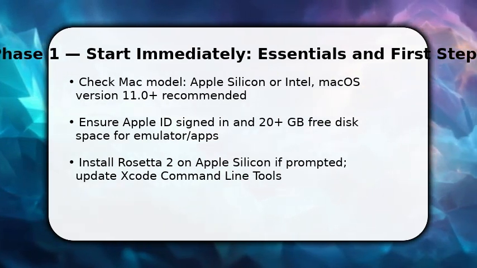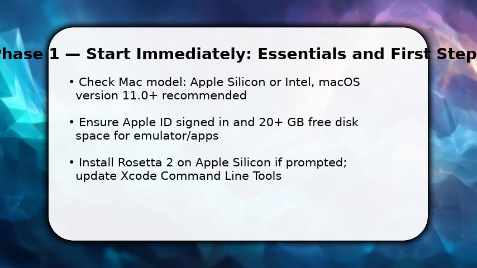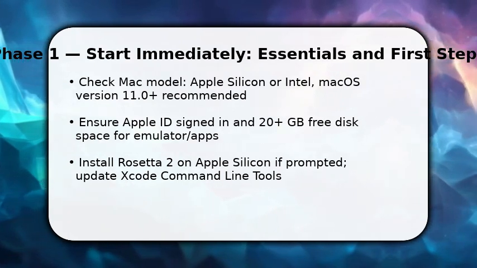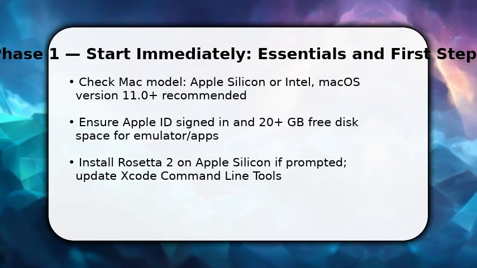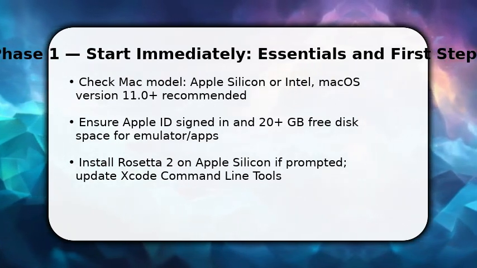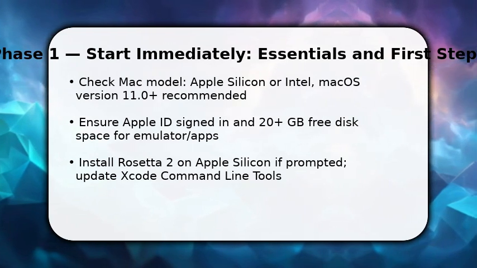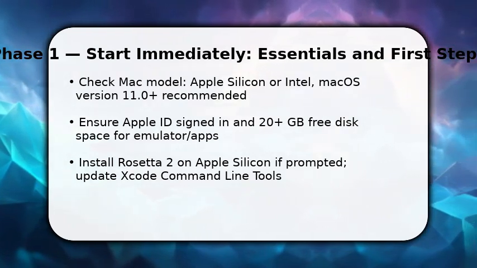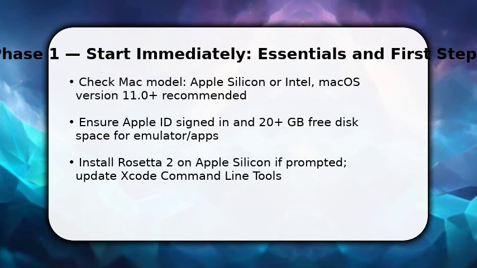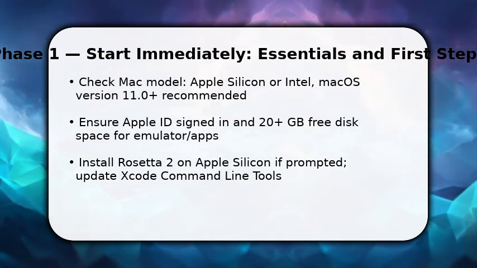If you're on Apple Silicon, install Rosetta 2 now so Intel-only components run. This is crucial. Also open Terminal to run xcode-select --install to get command line tools. Make sure updates finish. These steps prevent errors when you later install the compatibility layer and Xbox components.